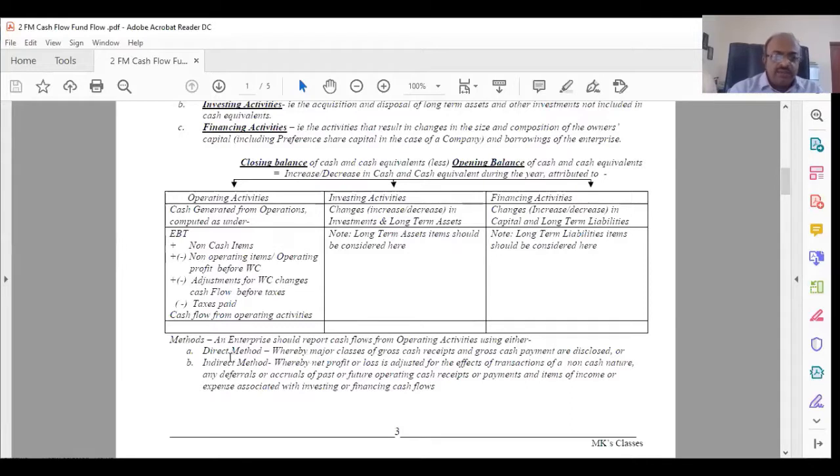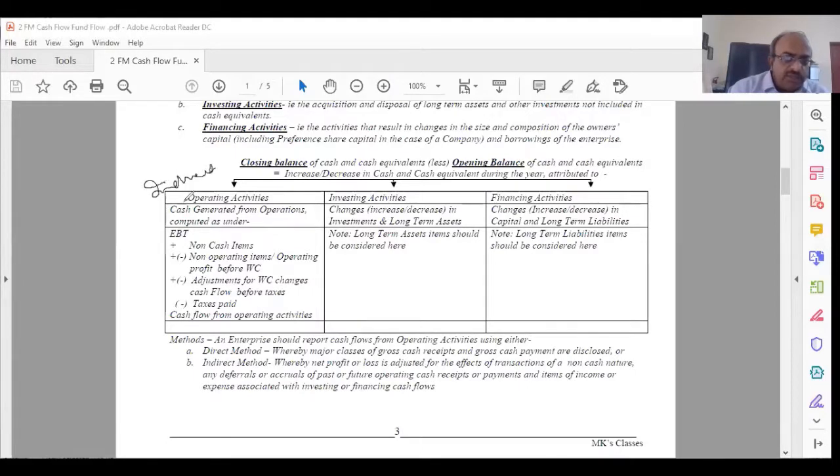Now, there are two methods. An enterprise should report cash flows from operating activities using either the direct method or the indirect method. Direct method is where major classes of gross cash receipts and gross cash payments are disclosed. Indirect method is where net profit or loss is adjusted for the effect of transactions of a non-cash nature, any deferrals or accruals of past or future cash receipts or payments, and items of income or expense associated with investing or financing cash flows. So what you need to understand is that there are two methods, and the method of operating activity given here is indirect.